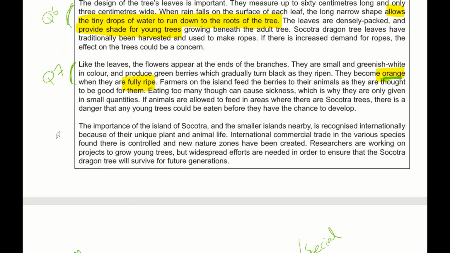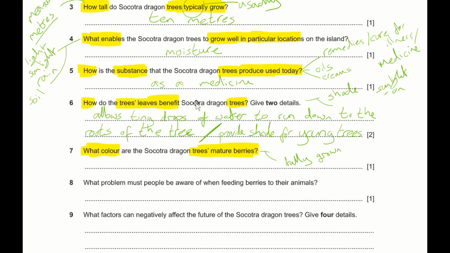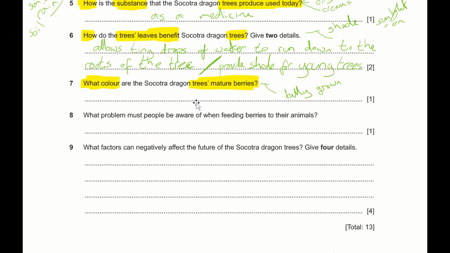Question 7. It asked me just for the color, so I'm just going to write the color, orange. Question number 8. Same technique. Read the questions, highlight the keywords, and try to make an educated guess before you go and look for the answer. What problem must people be aware of when feeding berries to their animals?